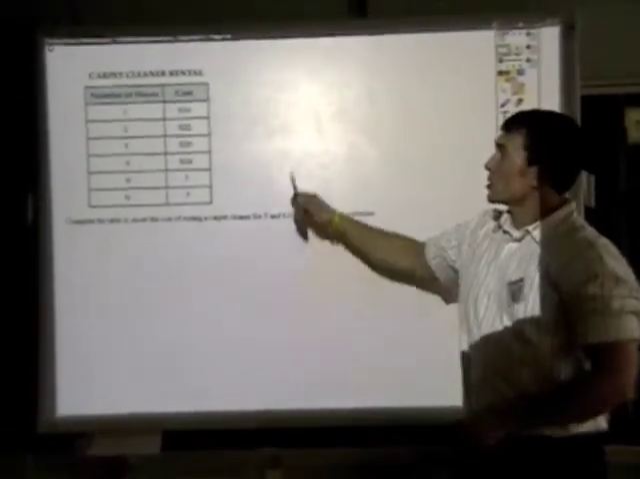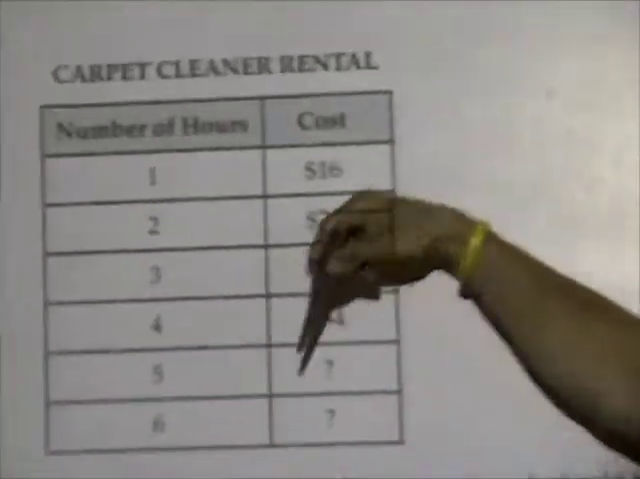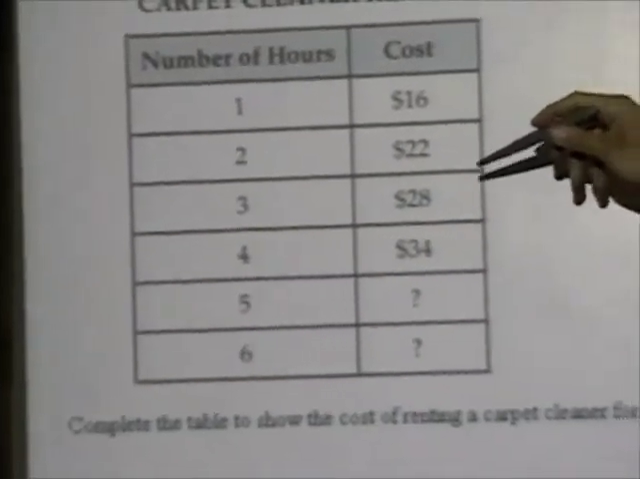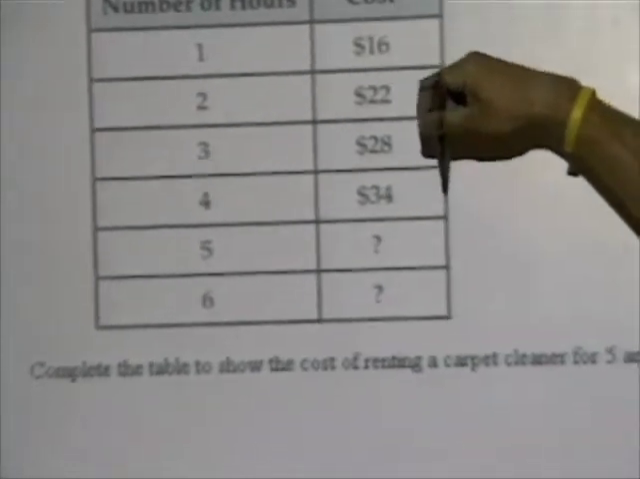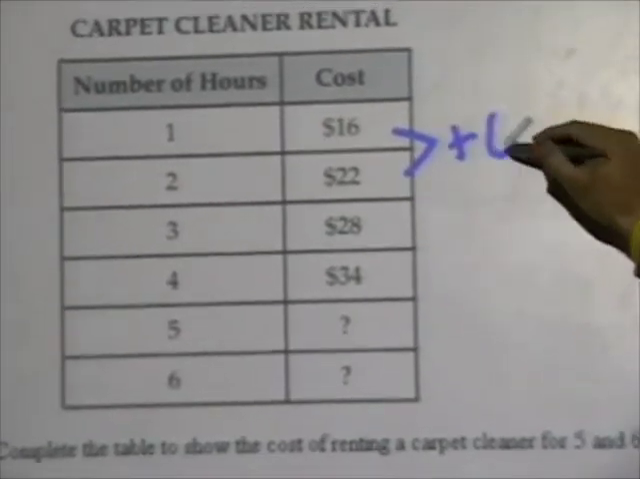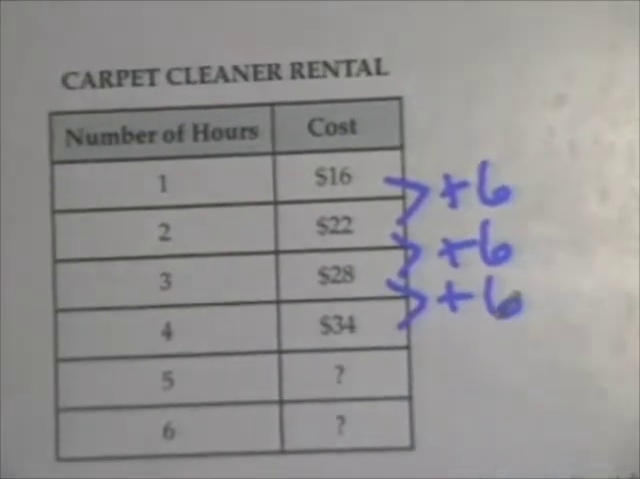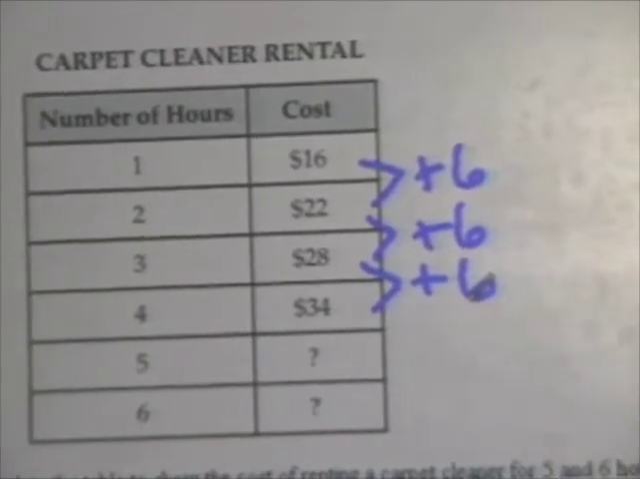All right, so we see a table of carpet cleaner rental. Number of hours, 1 through 6, and a cost of 16, 22, 28, and 34. But we need to find the last two costs. Well, that's easy. We can take the differences. Plus 6, and plus 6. I think it's going to keep going by 6s.